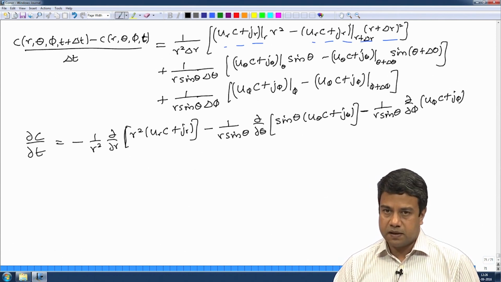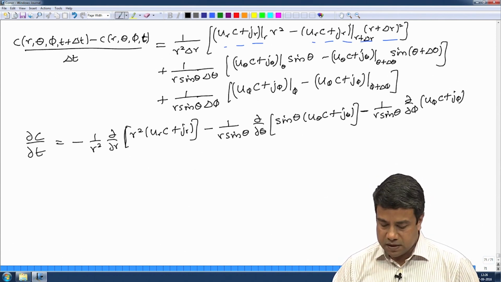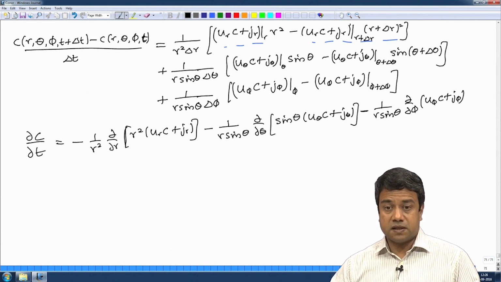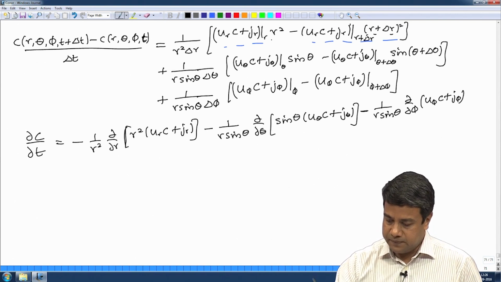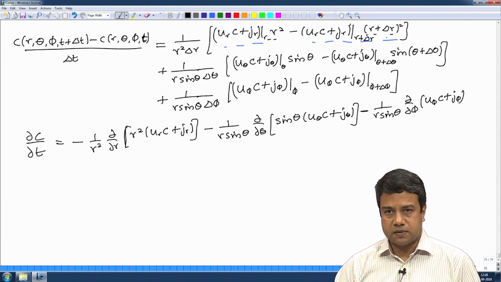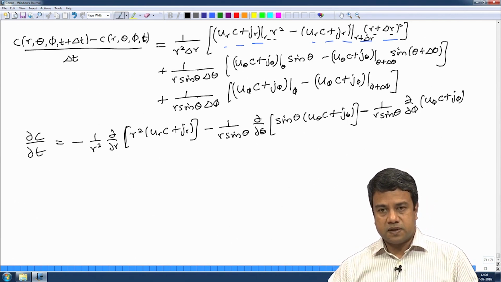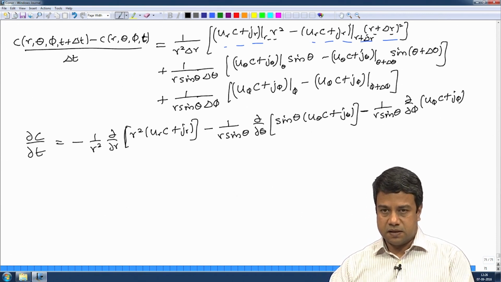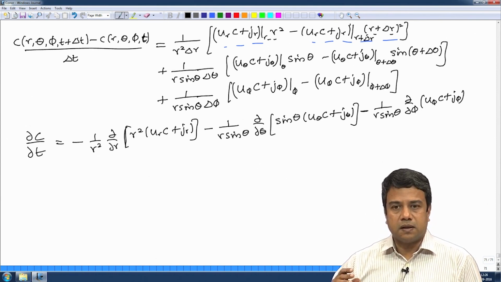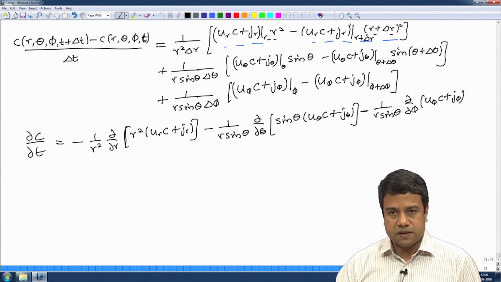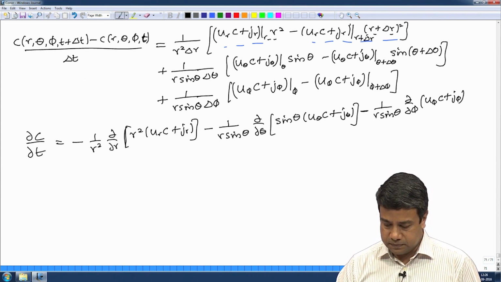Slightly more complicated differential operator. The reason for that is because those surface areas are changing with radius. That was what gave you these terms over here, this r square and r plus delta r square. The mass transport is equal to the flux times the surface area, and as the surface area changes, you have to take that also into account to find out the total rate at which mass is being transported.